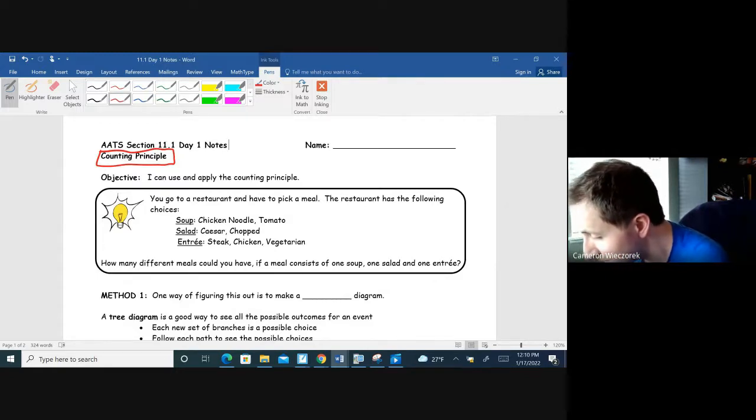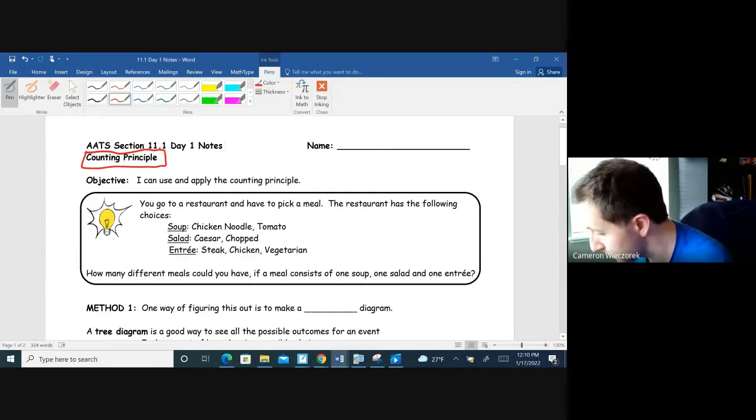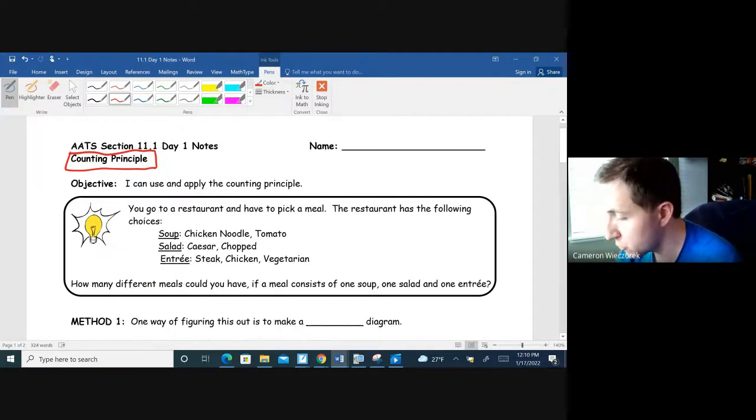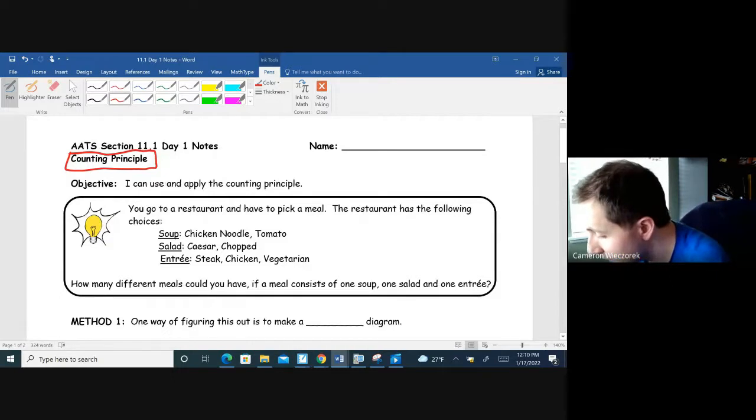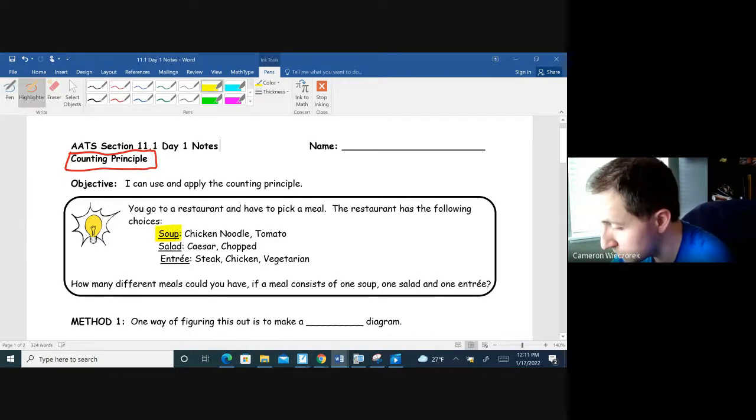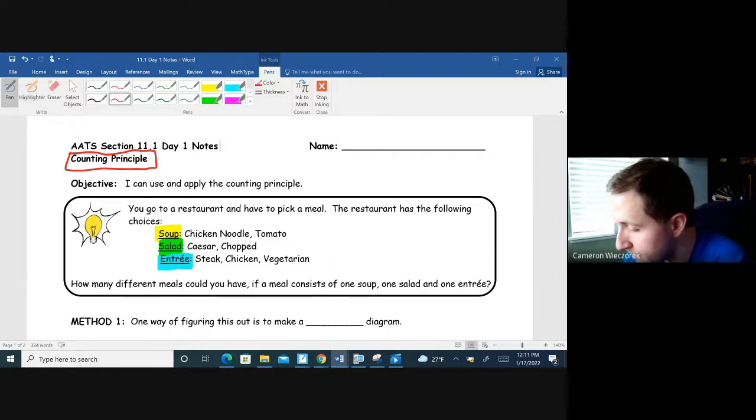Okay, so this is kind of a motivational problem to show you how the counting principle works. So let's say that you're going to a restaurant, could be wherever you want, and you have to pick a meal. And the restaurant has choices for soup, salad, and entree. You get to pick one of each. What we want to figure out is how many different possible meal combinations can you have if you pick one soup, one entree, and one salad.